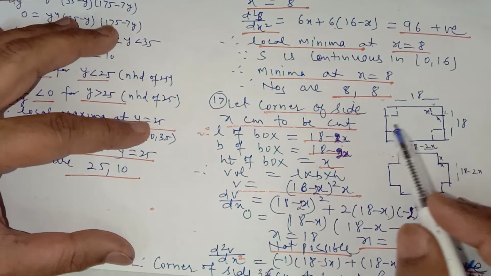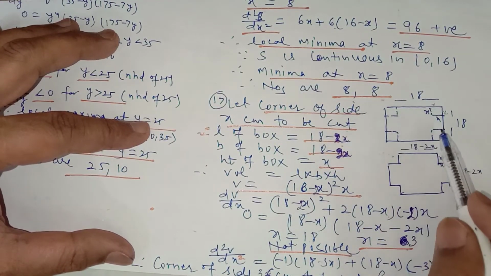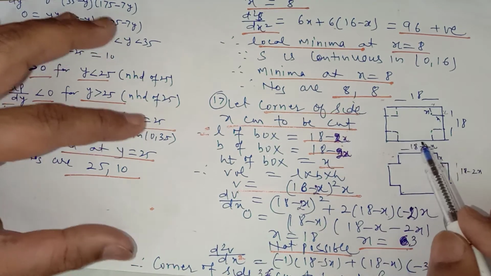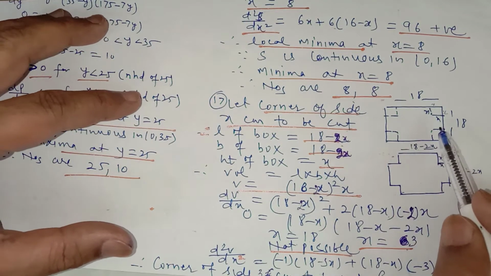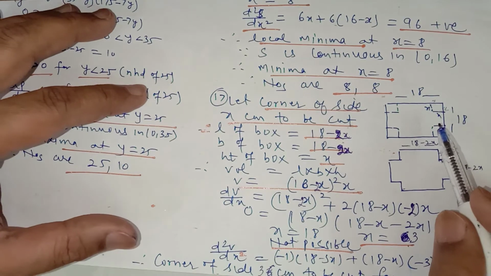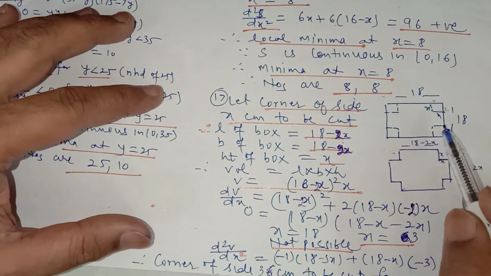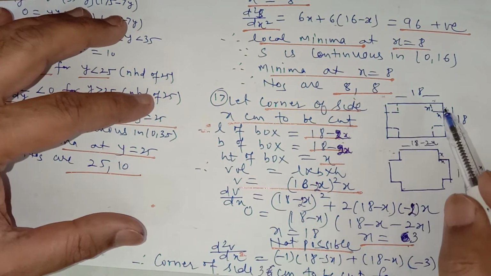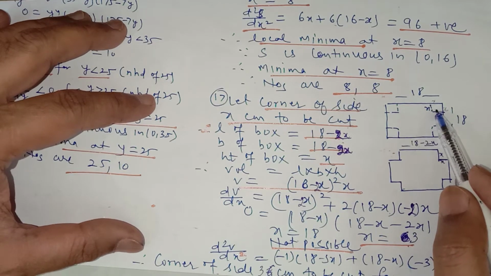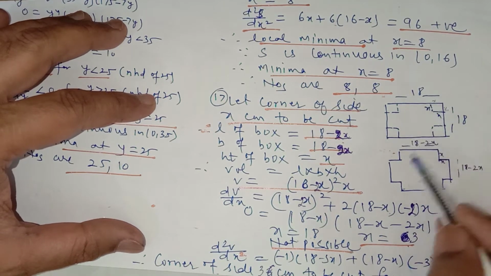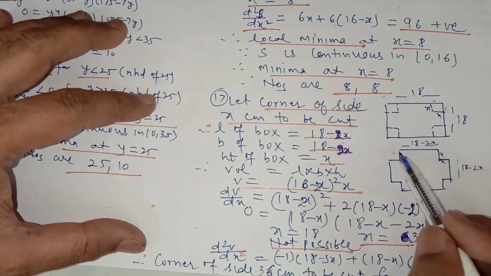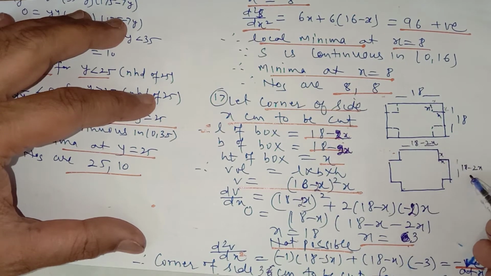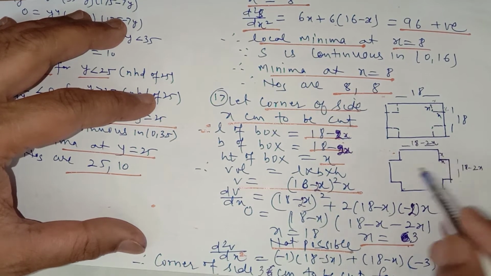I'm telling you this again. We have a rectangular, rather a square piece of cardboard. You have to cut from its corners to make a box, and what is the side to be cut so that its volume is maximum? So I let the side of the square to be cut be x centimeter. Then the length of the box will be 18 minus 2x, the breadth will also be 18 minus 2x, and the height will be equal to x.